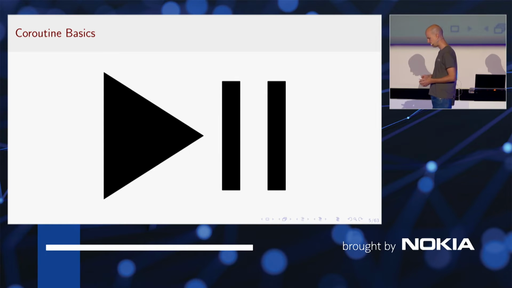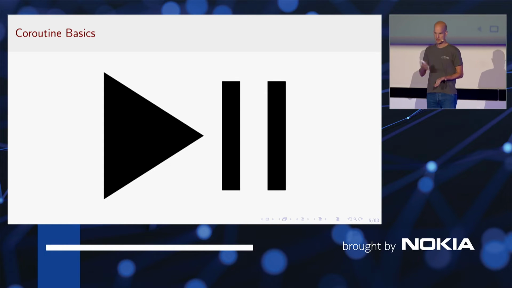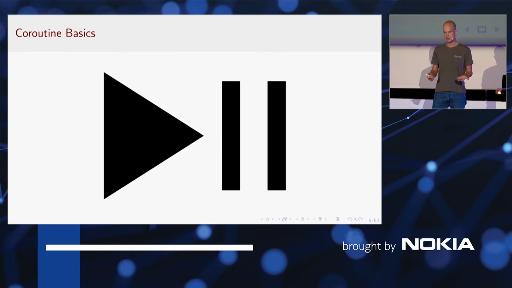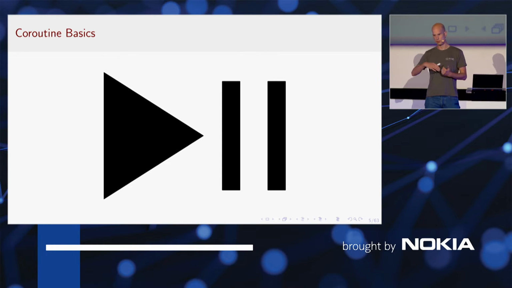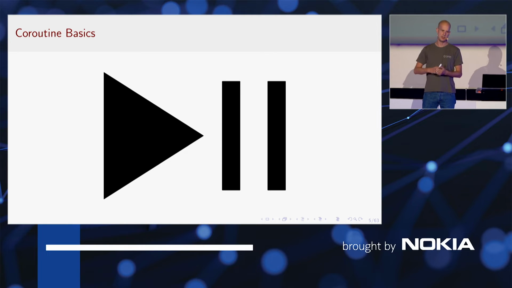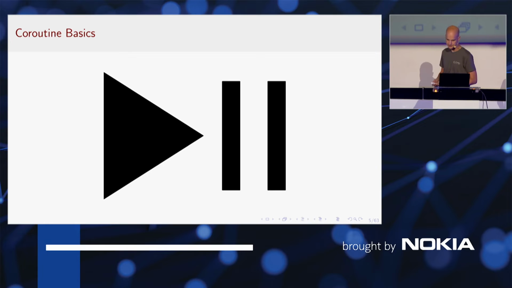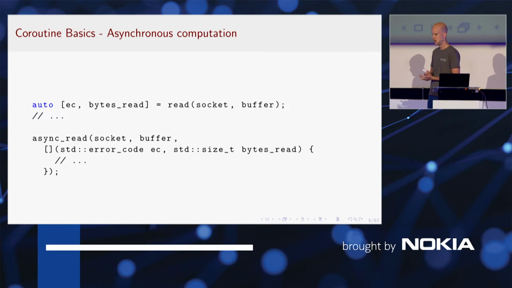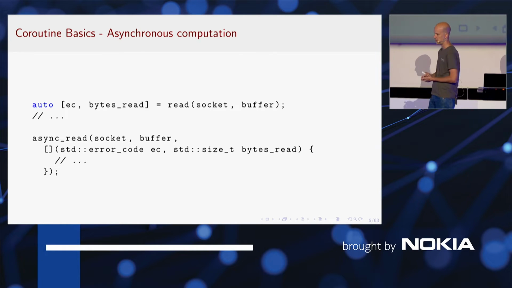Another minor detail is that in C++20, the coroutines that we introduced into the language are stackless, which means when you suspend, you always return control to your immediate caller, and you cannot have any functions between that on the call stack that you're also going to suspend. So with that out of the way, let's look at a simple motivating example.